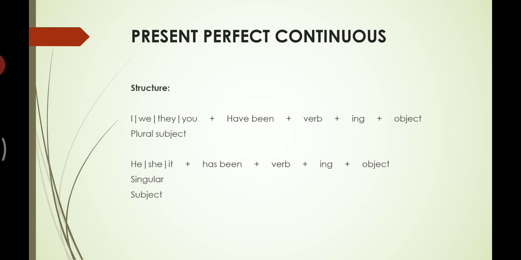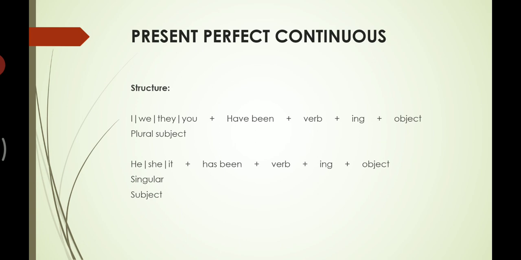First of all, its structure. With I, we, they, you, and all plural subjects, we use have been and the present participle form of the verb, that is, the verb with ing, and the rest of the sentence. We use has been with he, she, it, or singular subjects, and the present participle form of the verb and the rest of the sentence.